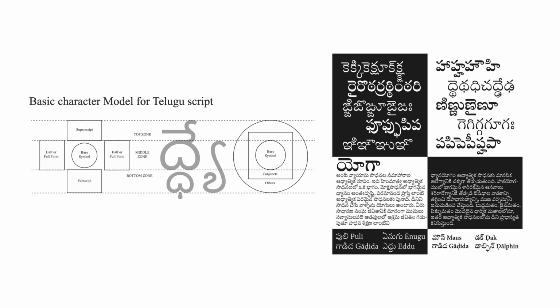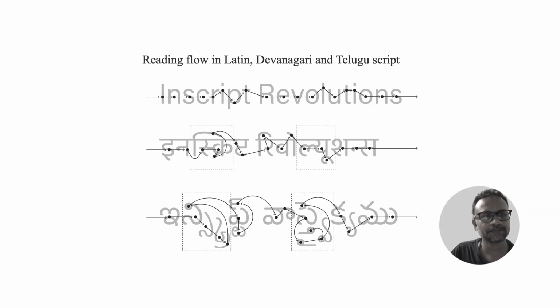So the basic character consists of a base symbol, a subscript, a superscript, and a half or a full form on the sides. This multi-tier structure makes the script quite complex to render in style. And the reading flow is also complex, as we can see here. It is far from linear, and the reader has to comprehend the basic symbols along with their parts to proceed further. So the positioning and spacing between these parts are crucial factors for the legibility of this typeface.